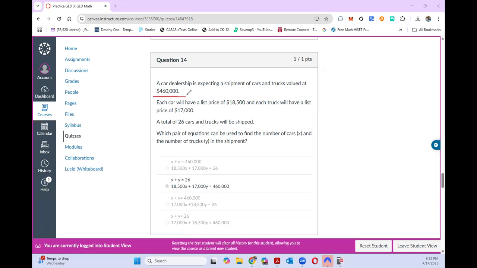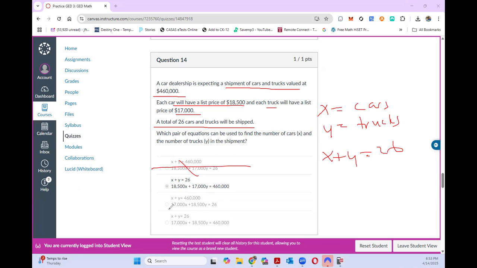The shipment is 466,000. A car is 18,500. A truck is 17,000. There are 26 total cars. So if X is my cars, Y is my trucks. So I know right away X plus Y has to equal 26. So it can't be this one, can't be this one. It's that one: 17,000X plus 18,000Y equals the total. It could have been either one, it just depends what you make X and Y. So cars is 18,500. If I said X is cars, it's 18,500X. That's how you set the problem up. Easy money. Got that right. Good.